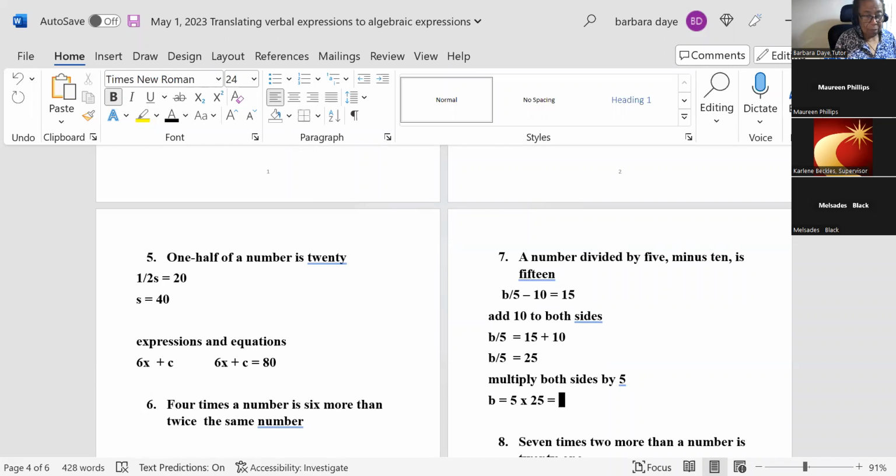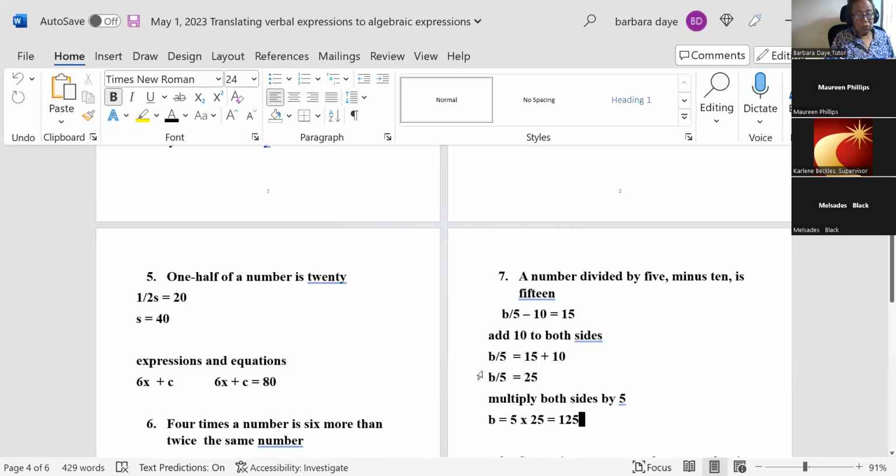5 times 25. 75? No, 3 times 25 is 75. 5 times 25. What's 4 quarters? What's 4 quarters, Maureen? 125. That's right. 4 quarters is a dollar, and 25 is okay. So, if you put 125 over 5, what do you get?